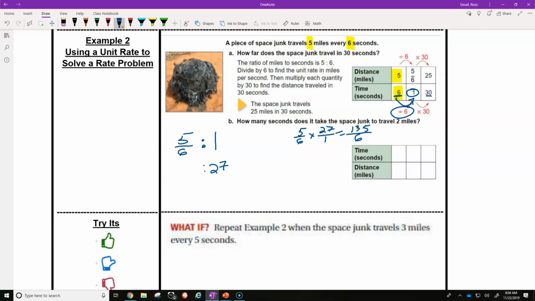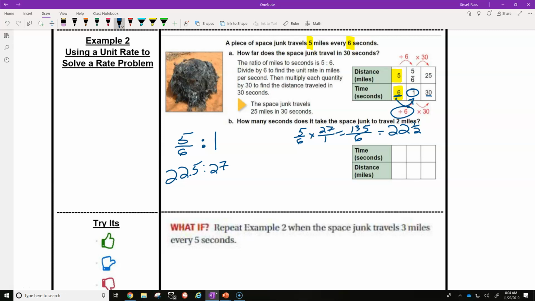If I wanted to make this an improper fraction since we're doing miles, or I want to write it as a mixed number because it is an improper fraction, I could say, okay, that's 22, and I'm skipping a little bit of the math work for you, don't worry. Just trust me on this. I just simplified. 135 divided by 6 would give me 22 and a half. I would have found out that in 27 seconds, that piece of space junk would have went 22.5 miles.